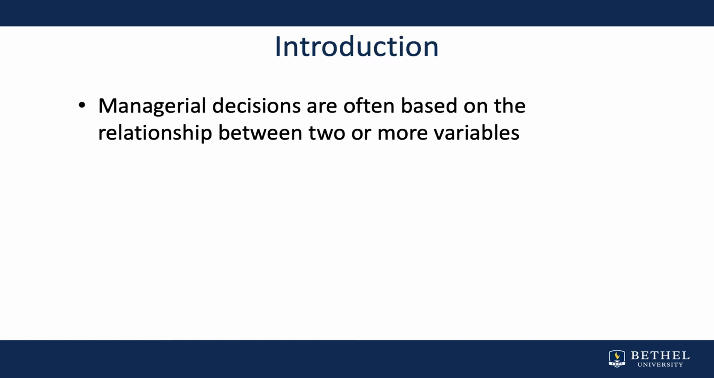Managerial decisions are often based on the relationship between two or more variables. Here's an example for you. Let's say you're in New York and you own a pizza parlor, and there's a subway station not far from your pizza parlor. You wonder if there's a relationship between the people getting off the subway station at that stop and the amount of pizza you're able to sell.